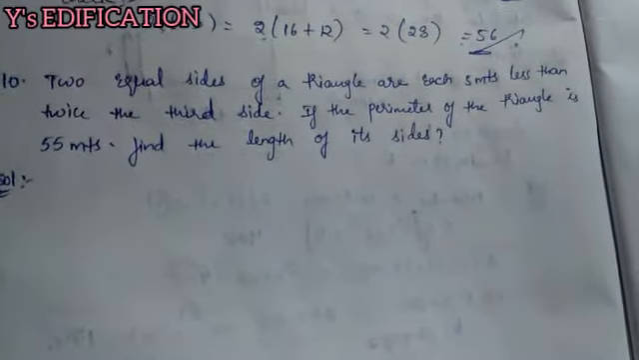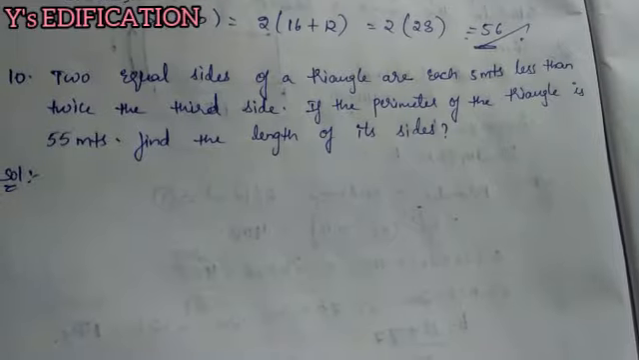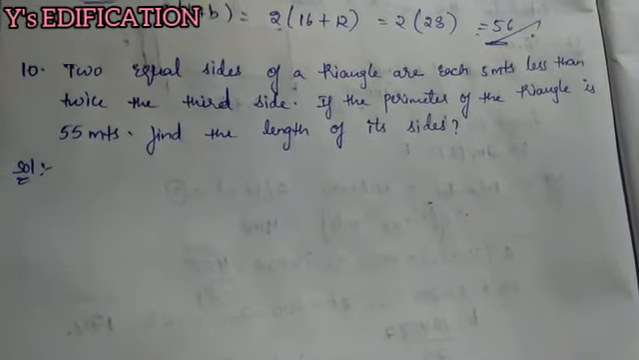Next question. Two equal sides of a triangle are each 5 meters less than twice the third side.